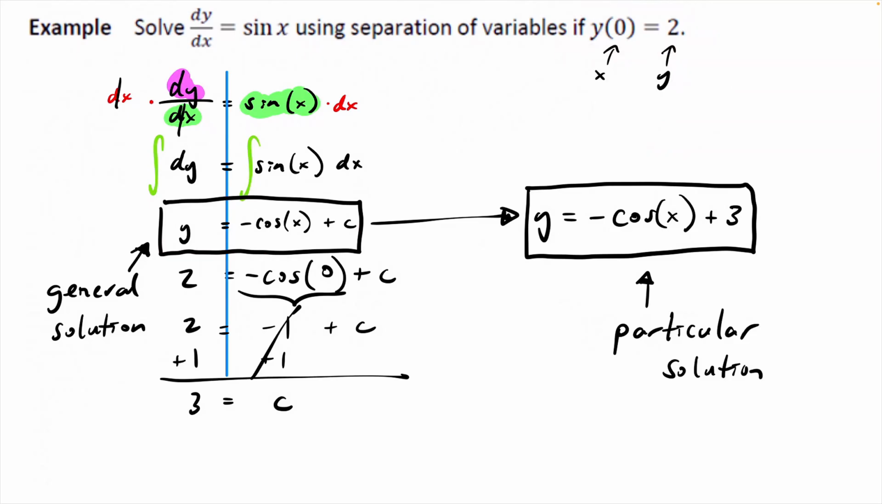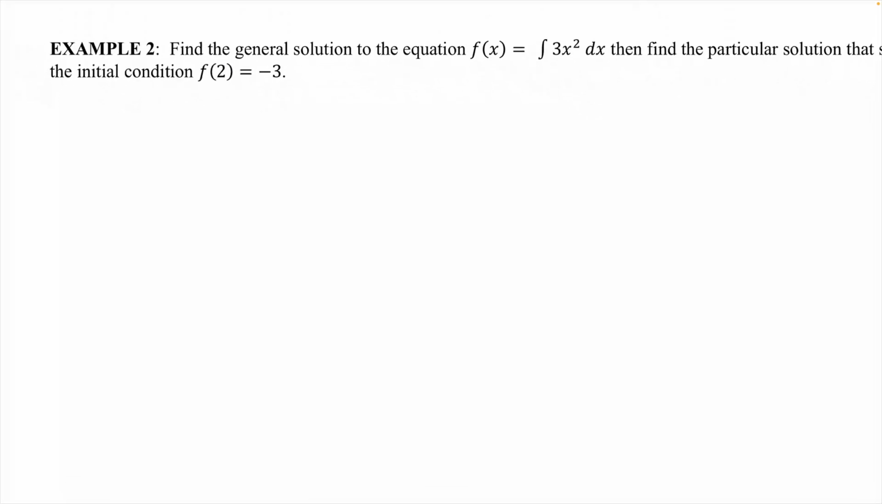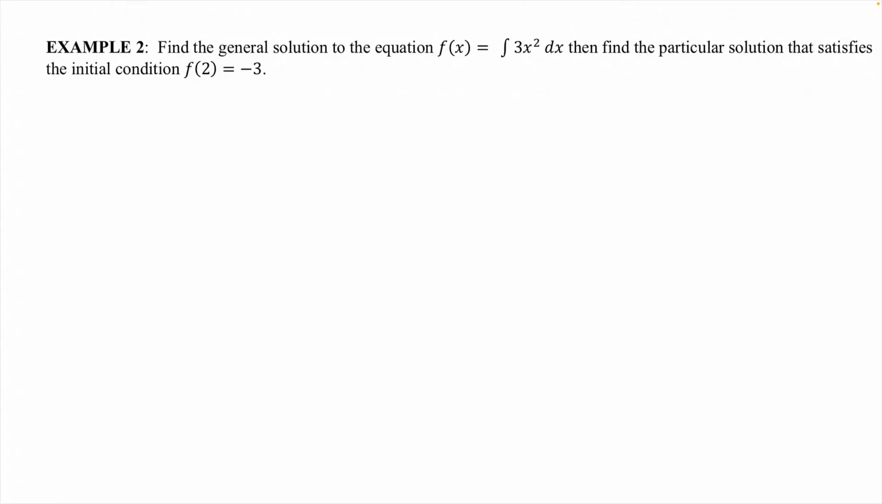So what are the other problems for? Well, there's different things, right? This was a trig one. The next one is not a trig. It's just a polynomial. Find the general solution to the equation f of x equals the integral 3x squared dx. Then find the particular solution that satisfies the initial condition. So it's really asking you to do the same thing. It's saying, give me the general solution first. Okay? So f of x.